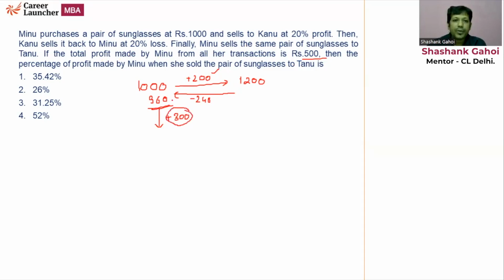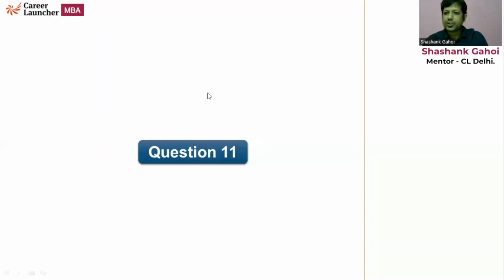Now 300 profit over the cost of 960. So what is the profit percentage on the second transaction? That is 300 divided by 960 into 100. So here my answer is going to be 31.25%. Let's start question number 11.